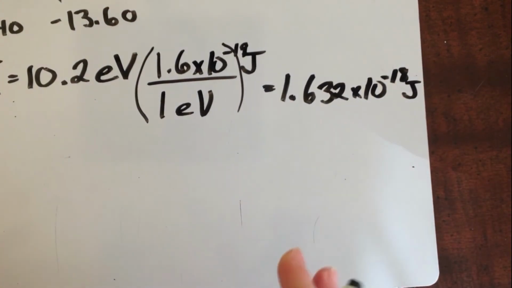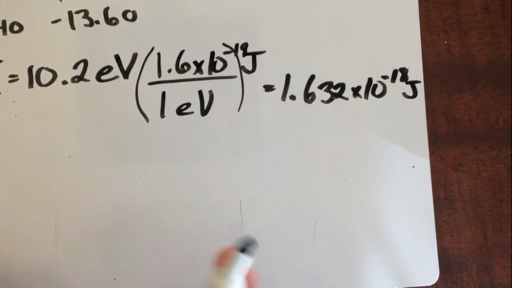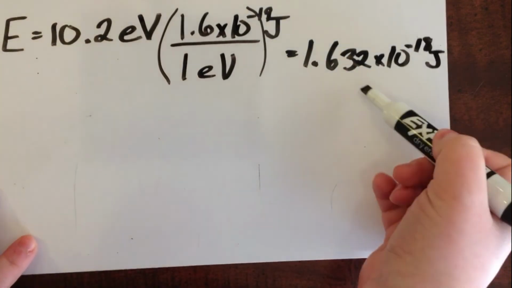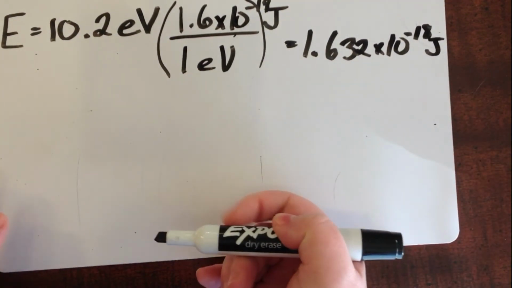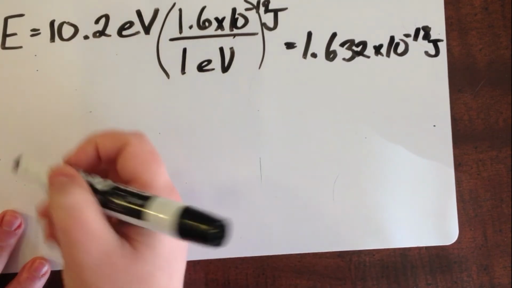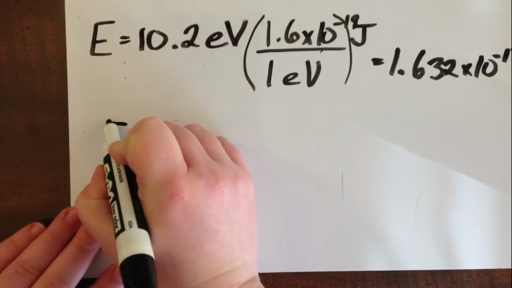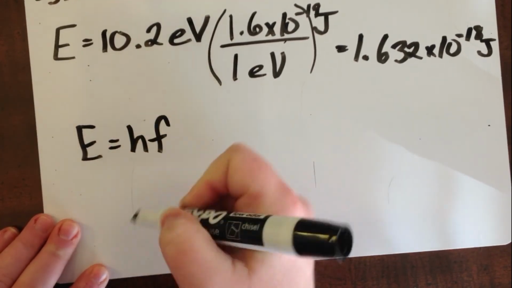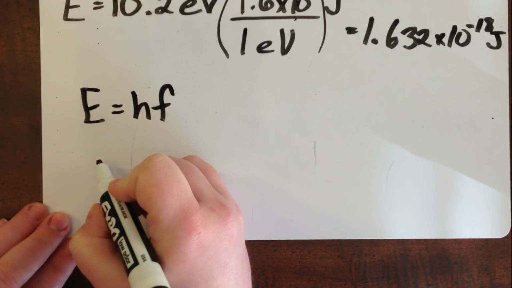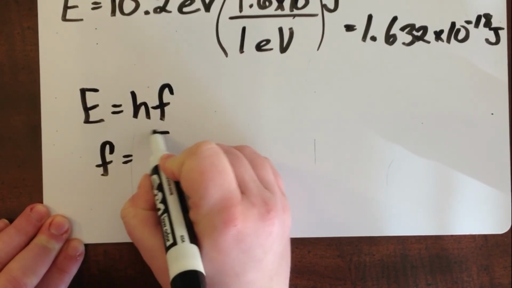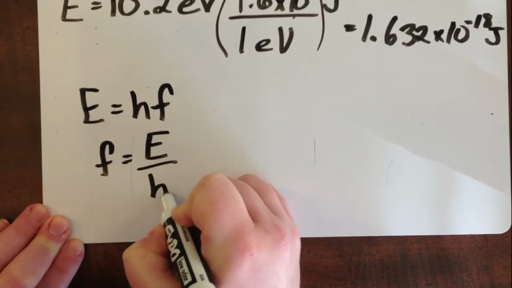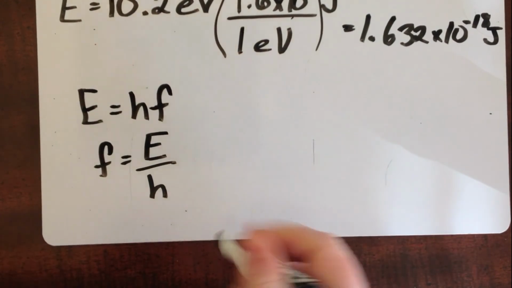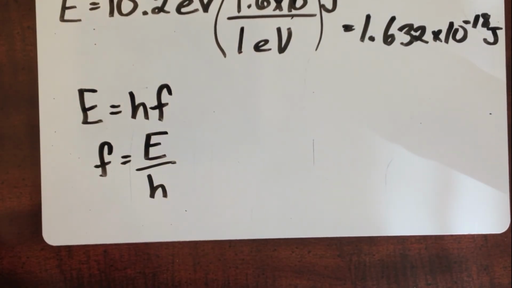And I'm not going to worry about significant figures yet because this is not my final answer. But it would only have 3 from the 1.60 in the conversion factor. Then we're going to simply plug into the equation. E equals hf. We're trying to solve for f, so that means f is equal to energy over h. We already have energy in our calculator, so we're going to simply divide that by h, which is also on the front of your reference table.